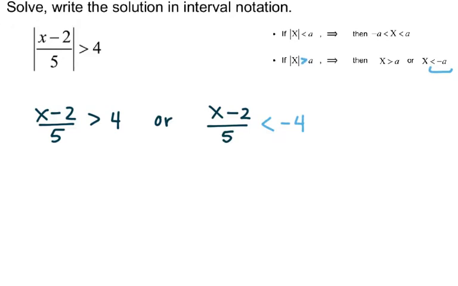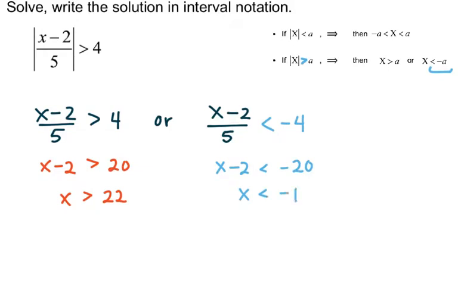Solving each of these is pretty easy. Over here, I'm going to multiply by 5. I have x minus 2 is greater than 4 times 5, which is 20. I will add 2 to both sides. X is greater than 22. And on the other side, I have x minus 2 is less than negative 20. Again, I'll add 2. That's x is less than negative 18.